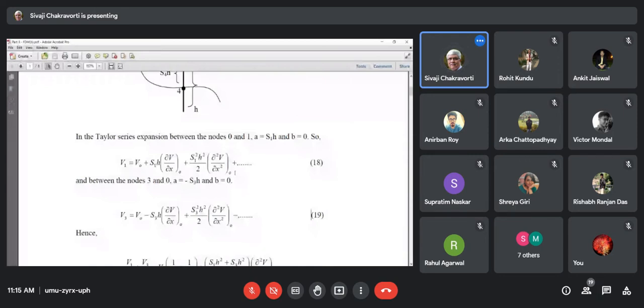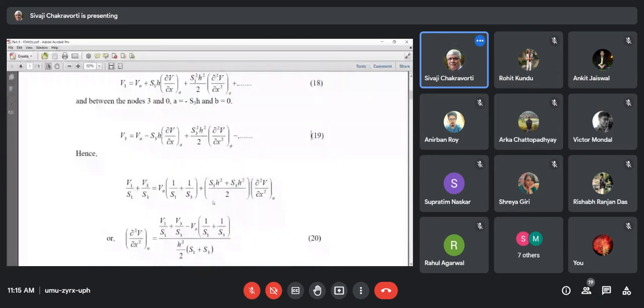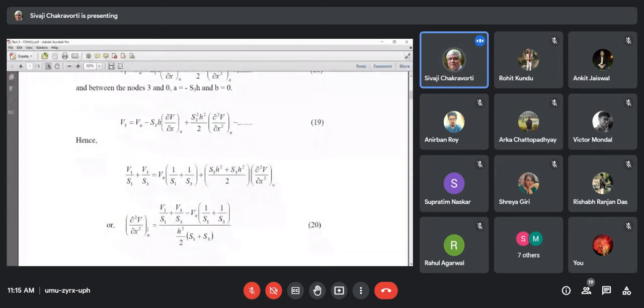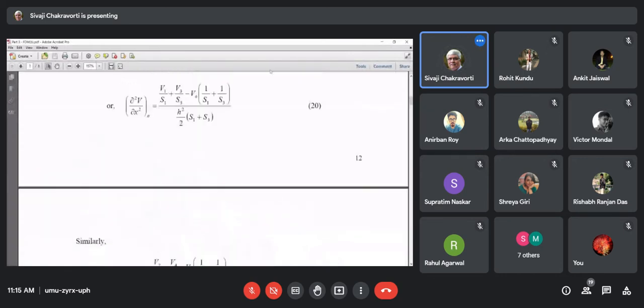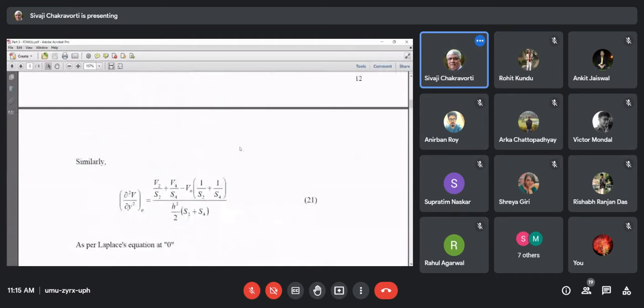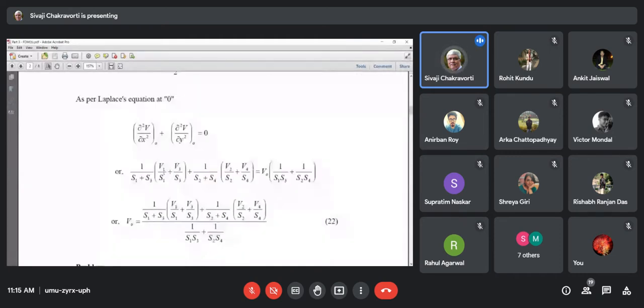Now this is an algebra which I am not going into the details. You can do it, but I have shown it here. That is equation 20, which is the expression for del 2 V del x square. Then we follow the same approach and we write del 2 V del y square, equation 21. And then we write Laplace's equation at the node 0. And we substitute equation 20 and equation 21 here, and then we rearrange and we arrive at equation 22.